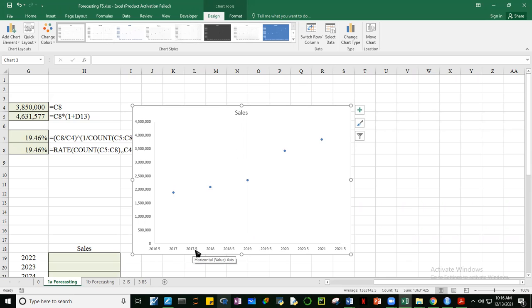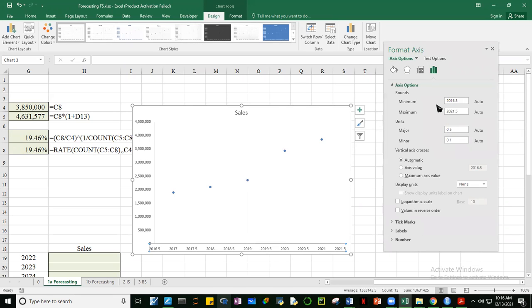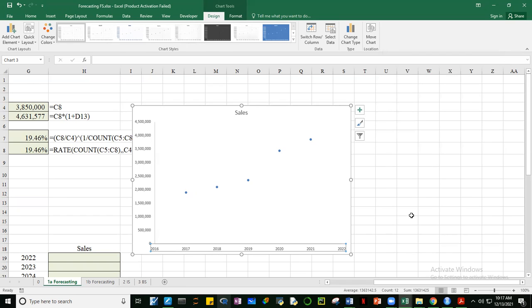Then this, guys, 2017.5, we will remove the increments. So right-click this, format axis. Format axis, there. See the minimum. We can make the minimum 2016, even if we have no data for 2016. Maximum 2022, that's okay. And then this major, guys, is 1.0, because earlier it was 0.5. Okay, then press enter anywhere. Then close. Okay, that's good, no?